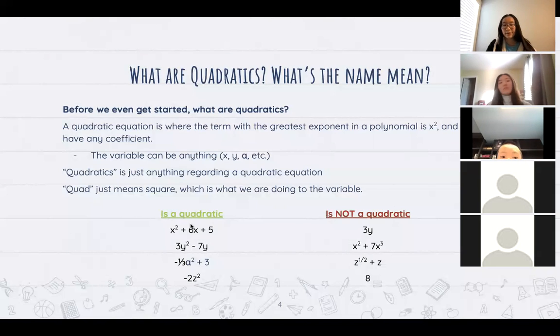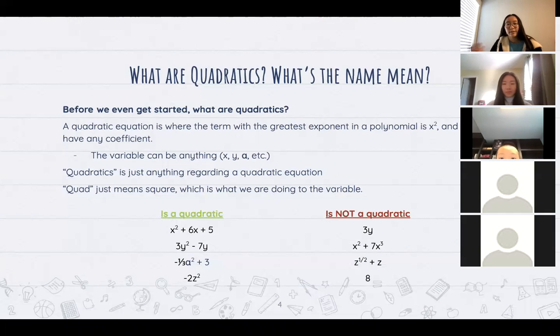All right, does everyone understand? Ask a question right now if you don't understand what a quadratic is. Why would 3y not be a quadratic? Okay, well, 3y there is just to the first power. So in a quadratic, like I said, the greatest exponent has to be squared. If it was 3y squared, then it would be a quadratic. Oh, that's why every single one on the quadratic list has a 2.